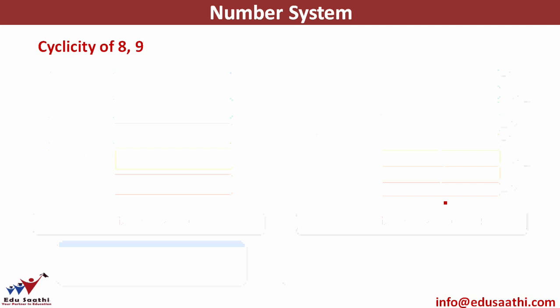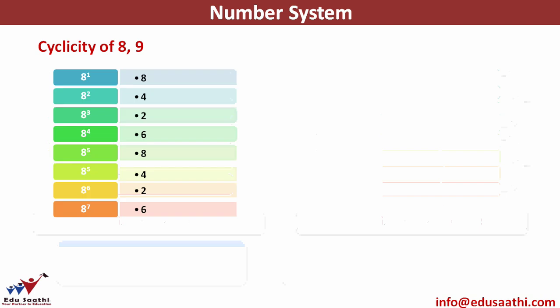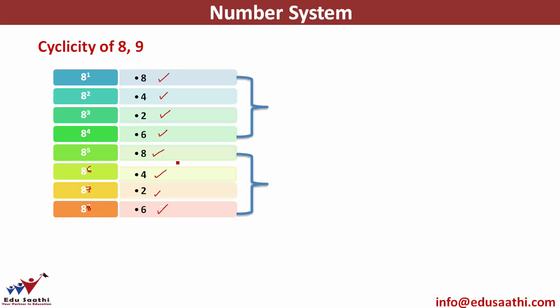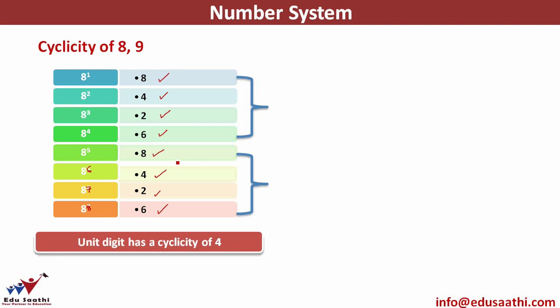Let's move ahead and look at the cyclicity of 8 and 9. 8 raised to power 1, 8. 8 square, 64. 8 raised to power 3 will end up with 2. 8 raised to power 4 ends up with 6. 8 to the power 5 again ends up with 8. 6 ends up with 4, 7 ends up with 2 and 8 ends up with 6 again. So if you look at this case, 8 again has a cyclicity of 4. Unit digit 8 has a cyclicity of 4.